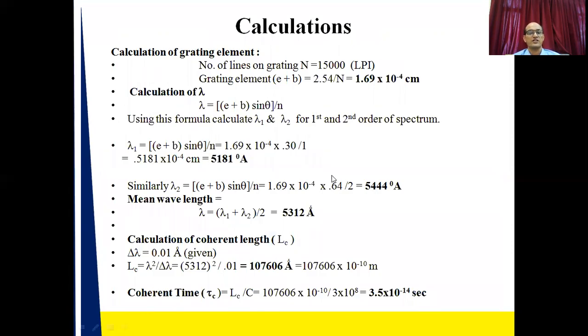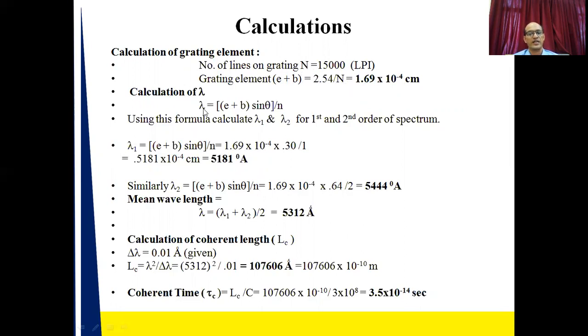Calculation part. How will you find out the value of the grating element? Number of the lines on the grating, n equals 15,000 lines per inch. Grating element E plus B equals W upon n equals 2.54 upon n equals 1.69 into 10 to the power minus 4 centimeter. This is the value for the grating element.